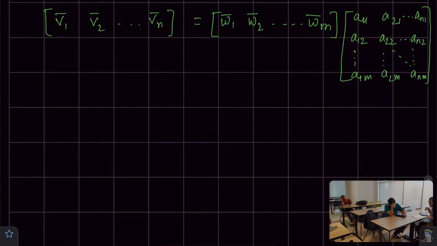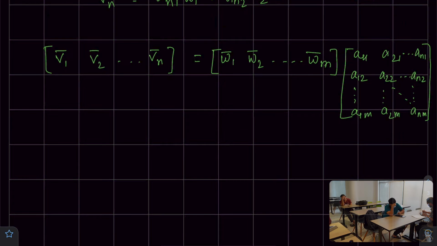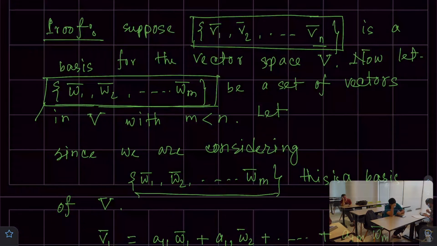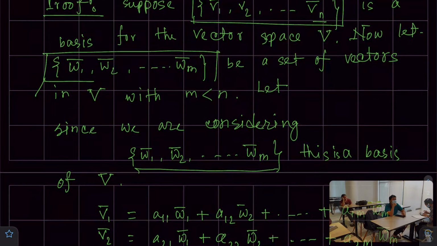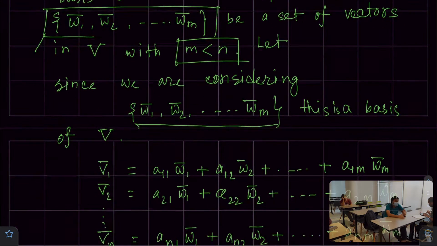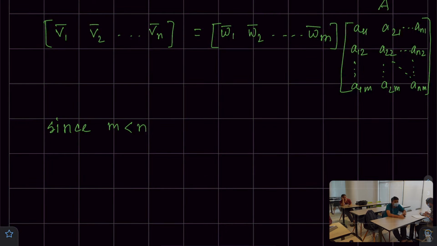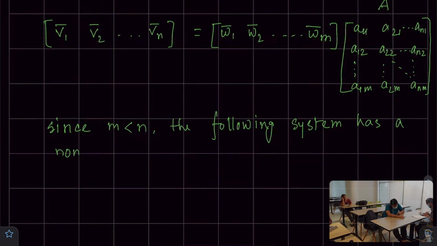Okay. So now, if I consider this as the matrix A, it is already given that m is less than n, right? So since m is less than n, the following system has a non-trivial solution.